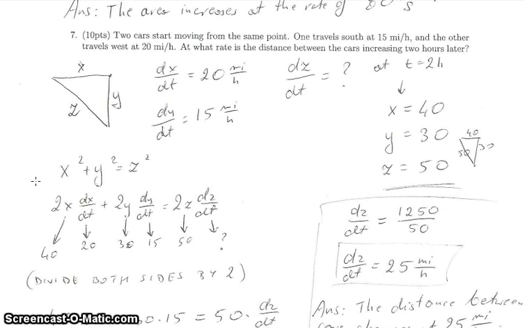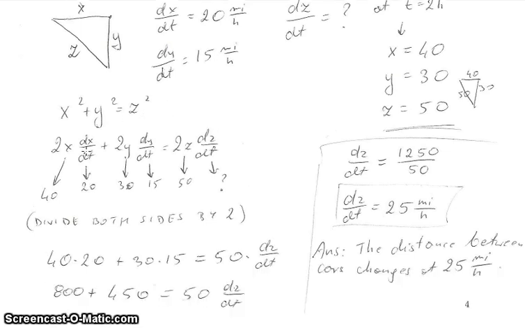Differentiate with respect to t. So that's going to be 2x times the derivative of x plus 2y times the derivative of y is equal to 2z times the derivative of z. Notice that none of these distances are constant, so I can't plug anything in before finding the derivative. And then we know that x is equal to 40, we found it over here. dx/dt is given to us as 20. y is equal to 30, we found it here on the side. dy/dt is given to us as 15. z is 50, and dz/dt is what we have to find.